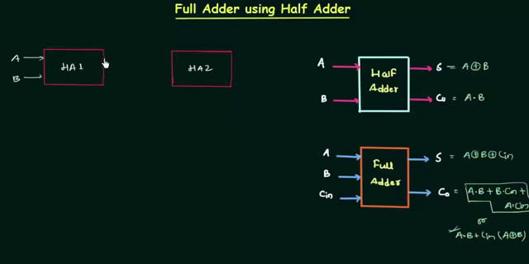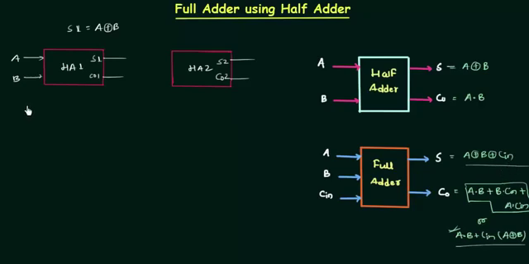And let's say the output of the first half adder is S1, and the output of the second half adder is S2. The carry output of the first half adder is CO1, and the carry output of the second half adder is CO2. So this is what we have, and we want to obtain these two expressions by using these two half adders. So let's start with it. The output of the first half adder, S1, is equal to A XOR B, and we want A XOR B XOR Cin.